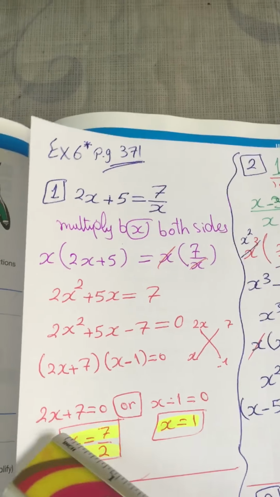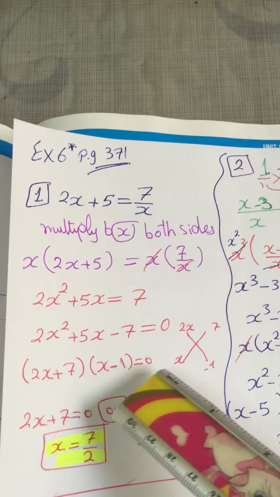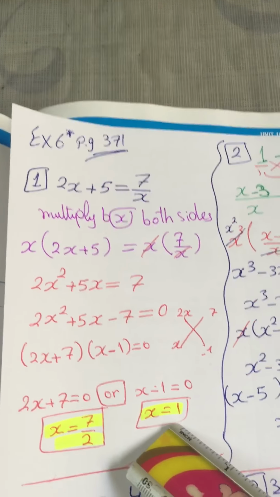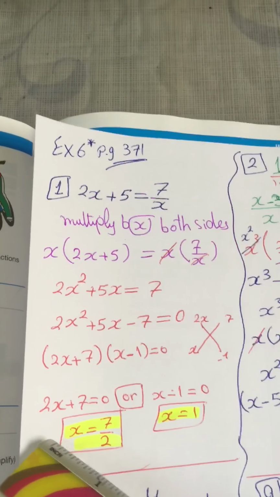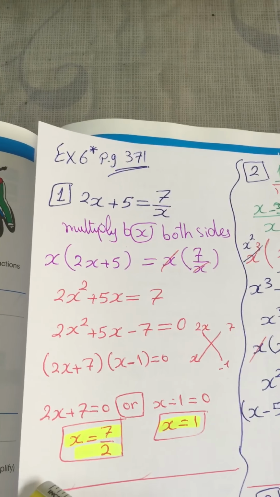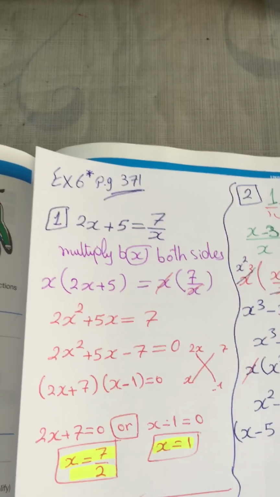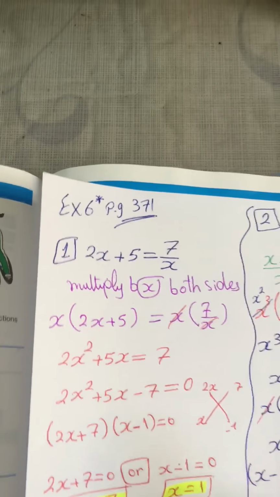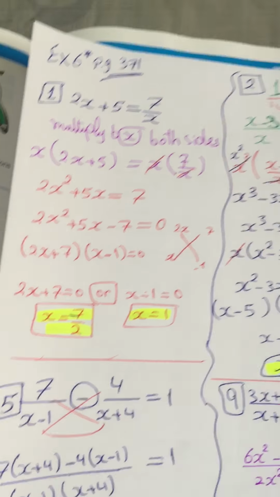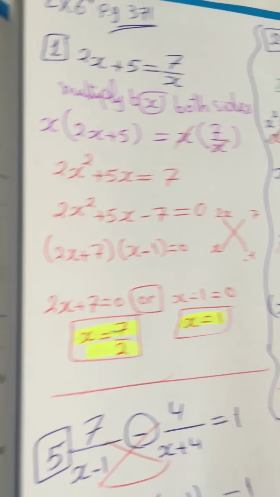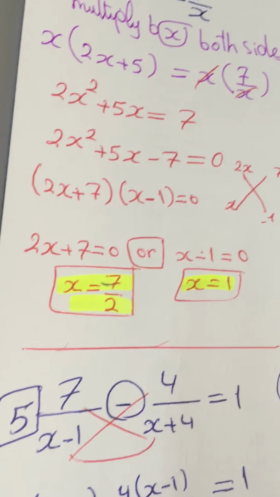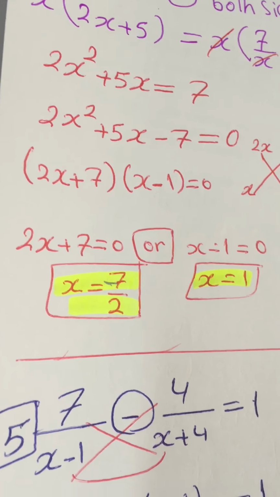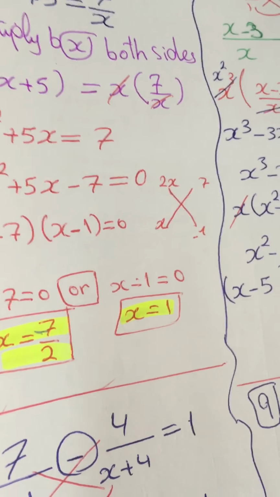Maybe 2x plus 7 equals 0, maybe x minus 1 equals 0. So from here x equals positive 1, and from here 2x equals negative 7, so x equals negative 7 over 2, because I'll take 7 to the opposite side, and to get just 1x I'll divide by 2, like this.